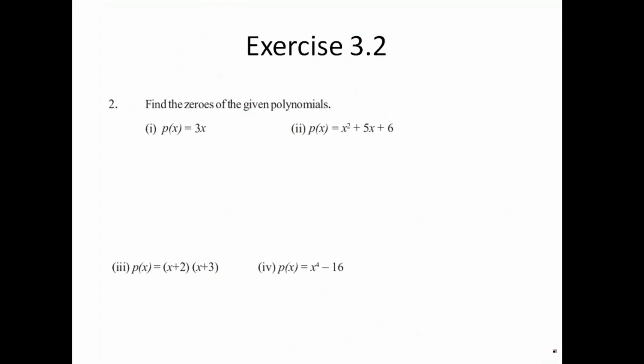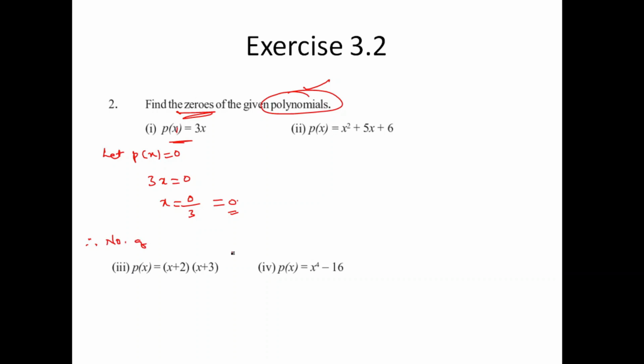In this one, we are asked to find the zeros of the polynomials. Let us see how we can do this. Here he has given this. I'll suppose p of x is equal to 0. So substituting, 3x is equal to 0. Shifting the 3 to the RHS, I'll get 0 by 3, which is 0 itself. So clearly the zero of p of x is x equals 0.